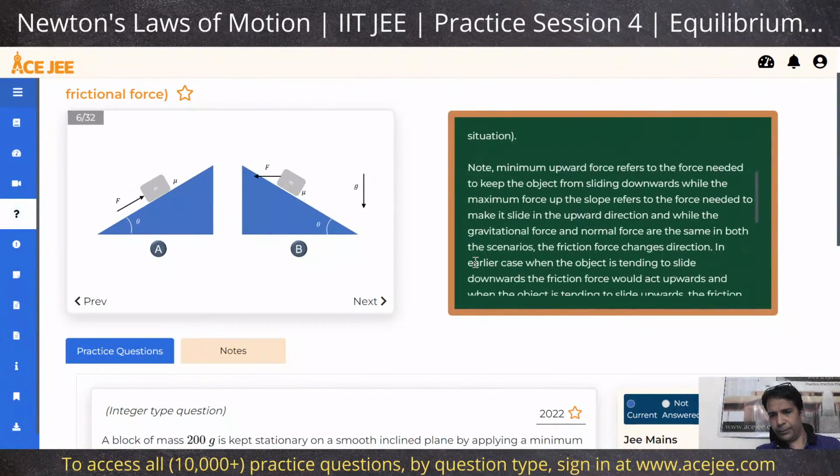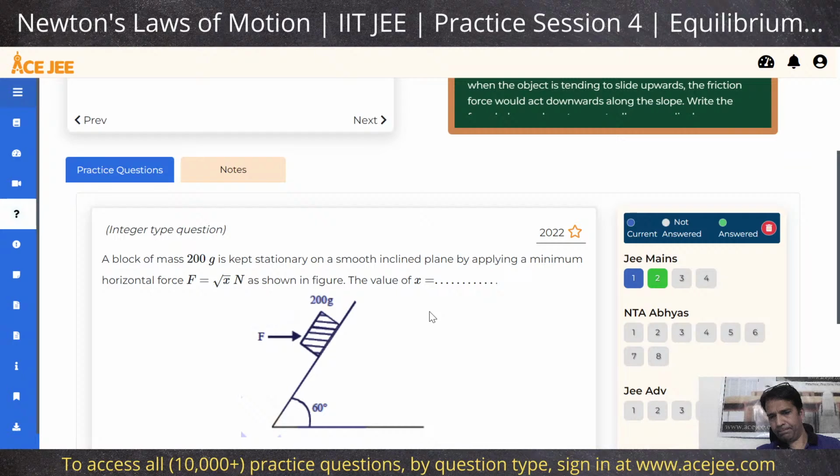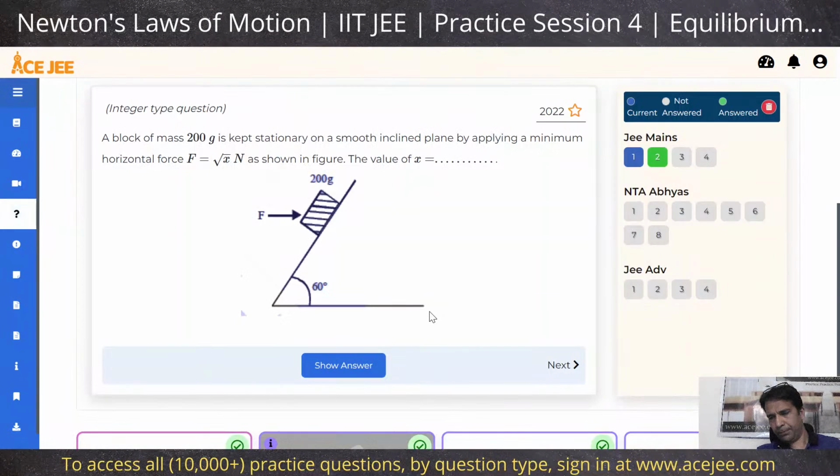So the case in which we were applying the force from below, that is where mu is less than tan theta, right? Where we were applying the force, finding the minimum force. What did that minimum force correspond to? The scenario where I am just applying enough force so that the block is not sliding downwards. Well, that automatically indicates that mu must be less than tan theta. You are right. Yes.